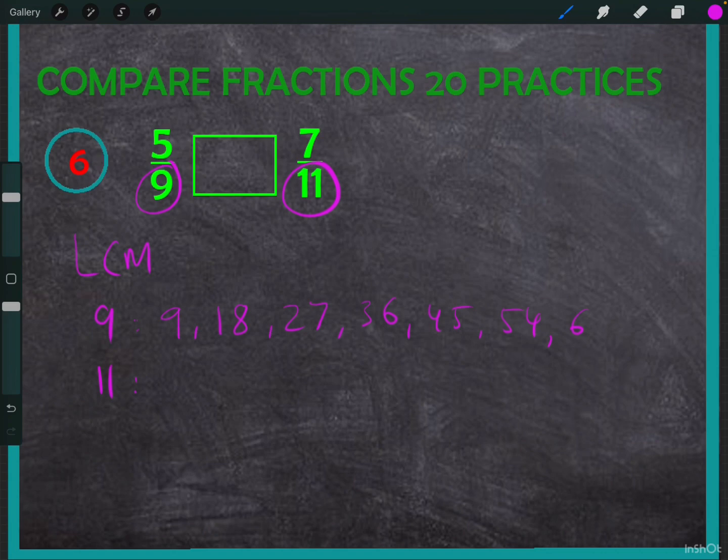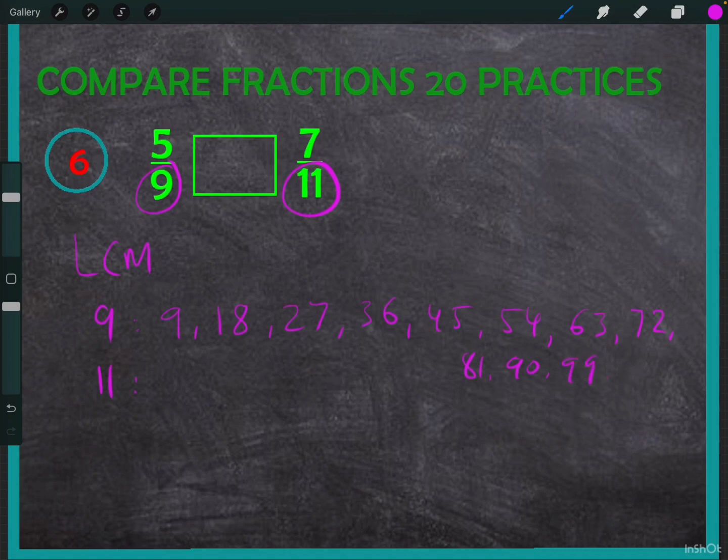9 times 5 is 45, 9 times 6 is 54, 9 times 7 is 63, 9 times 8 is 72, 9 times 9 is 81, 9 times 10 is 90, 9 times 11 is 99, etc.